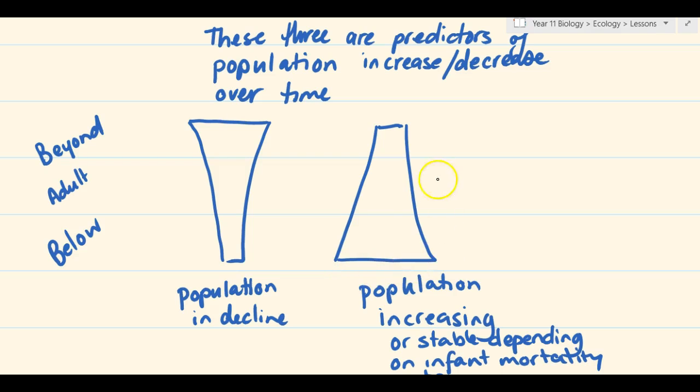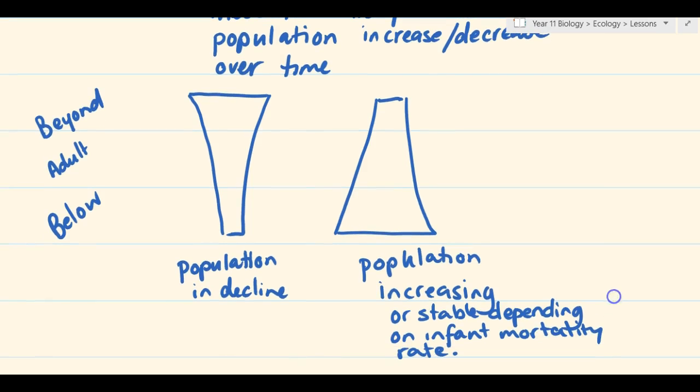Whereas this one over here that looks like a pyramid is an example of a population that's increasing. You've got a huge number of infants or young coming up the ranks, a large number of adults that are going to be adding to those ranks, and only a few elderly that are in decline. So this one is a stable population, or it could even be an increasing population, dependent on infant mortality. If there's a high death rate in infants or young individuals, it still may not mean that this is an increasing population. It could simply be a stable population.